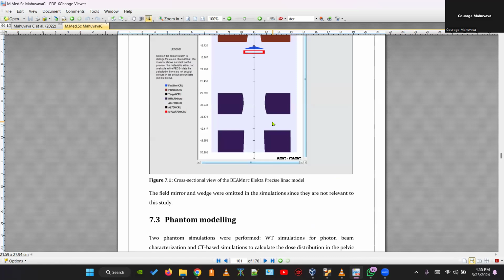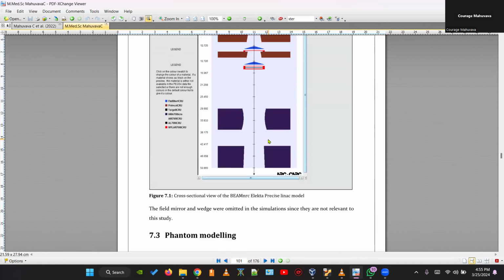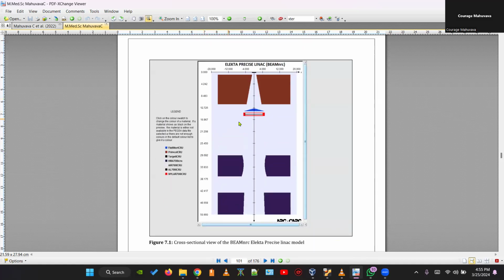All right. So that's it for today, where we'll look at our water tank simulation. So this is the type of, let me just rewind back to BEAMnrc. This is the type of preview you'll get once you have defined your linear accelerator, input your geometry correctly and the material and the distances, and then you say preview. You'll get something like this. This was for an Elekta Precise linear accelerator.